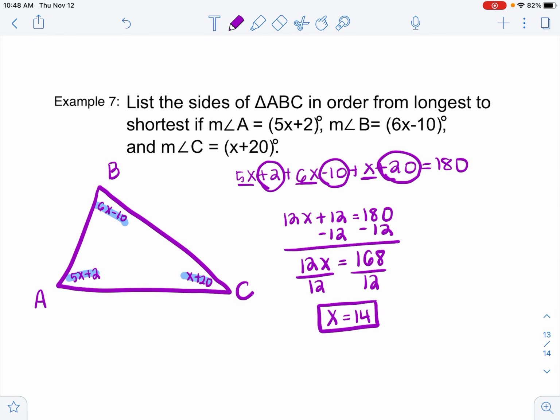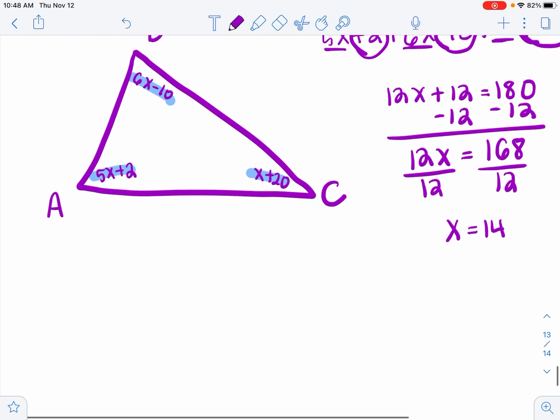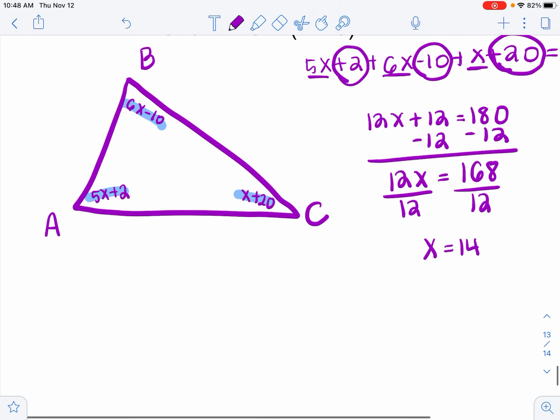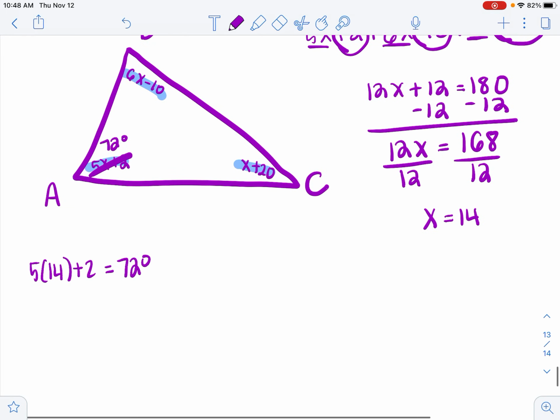Did it ask me for x? No, so I'm going to unbox that. Okay, so now I know x is 14. Now that I know x is 14, what can I do? I can plug it into each of my angles, so I'm going to do that next. I'm going to do 5 times 14 plus 2. That is 72 degrees. So I can cross that off and put 72 degrees for angle A.